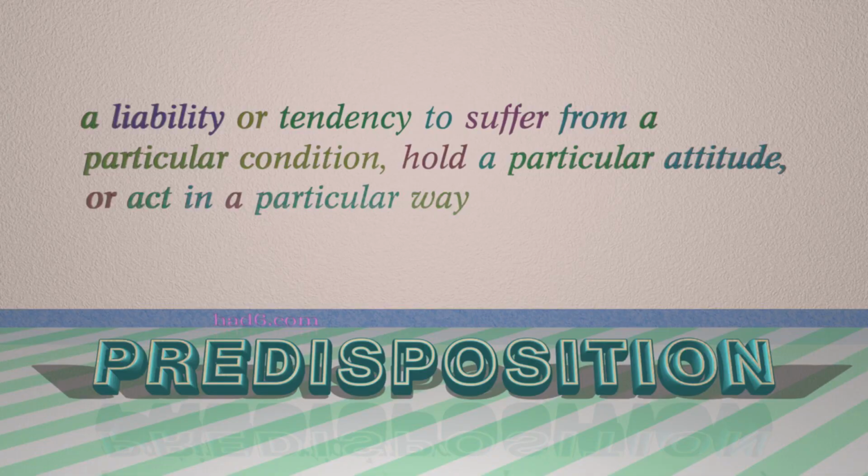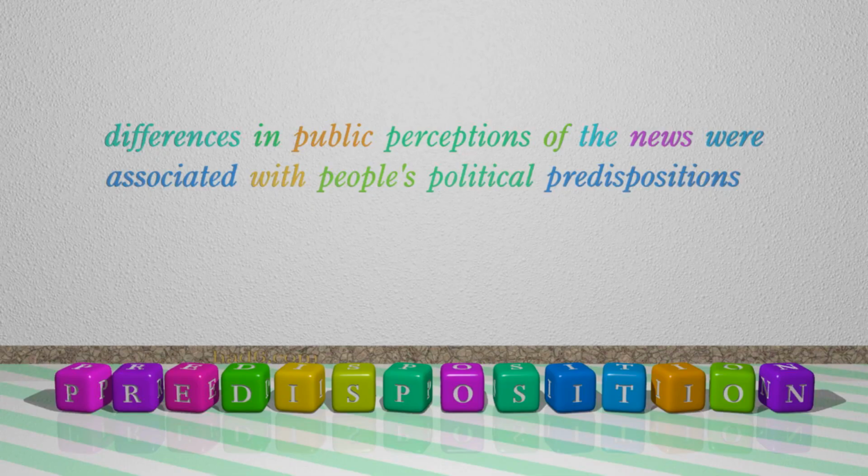Number 6. Predisposition, which means a liability or tendency to suffer from a particular condition, hold a particular attitude, or act in a particular way. Predisposition. For example, differences in public perceptions of the news were associated with people's political predispositions.